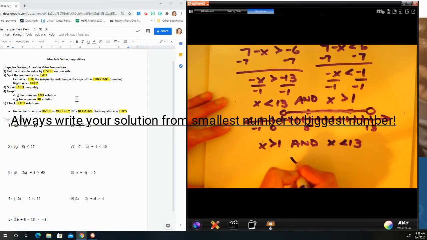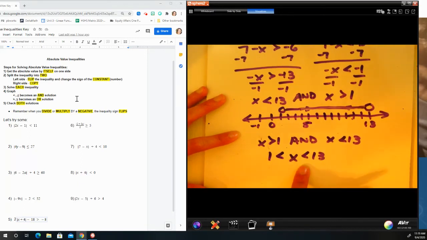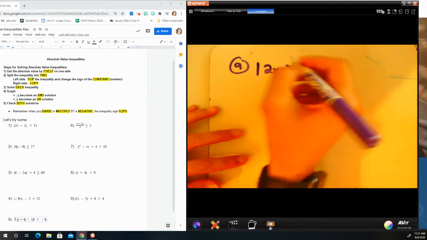Sometimes you will see this like this, where the x will be in the middle, like we saw with our piecewise, and I'm going to say x is less than 13 and x is greater than 1. These inequalities will always face the same direction. I will give you credit for this or this, but just know that you can see either method on tests and assessments. Okay, last one is number 9.